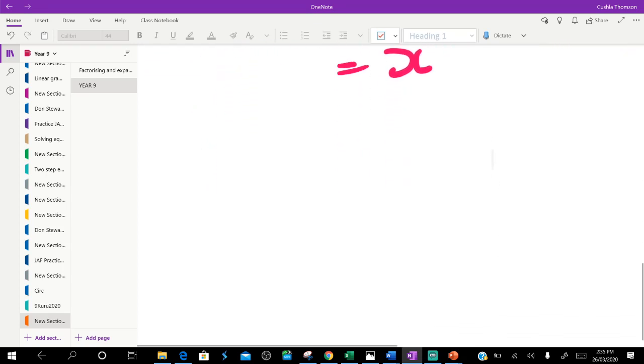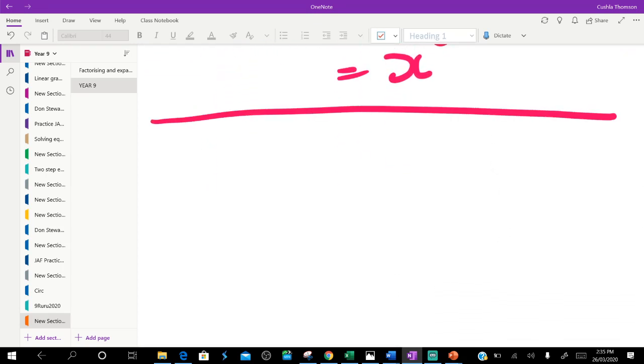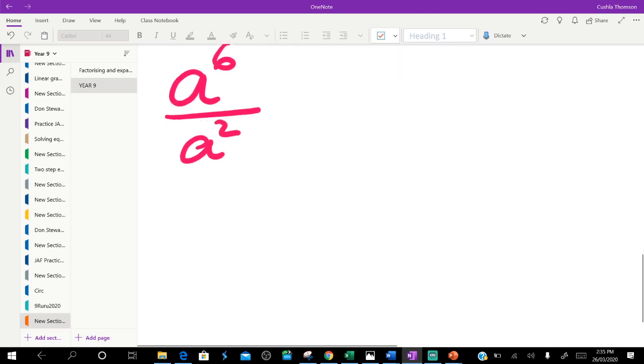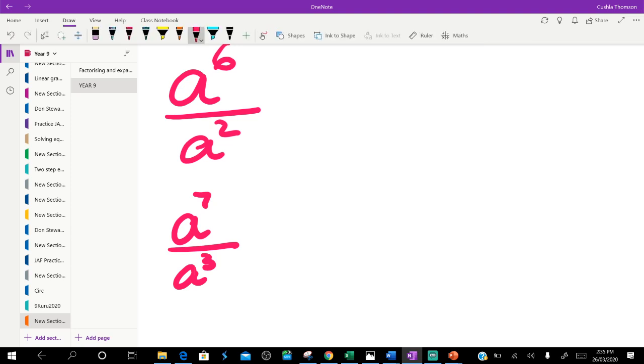Okay, so the rest of us who are here, we're just going to take it a little bit more slowly. Let's look at 3 examples. So a to the power of 6 over a squared. Simplify that one. A to the power of 7 over a to the power of 3. Let's try those.